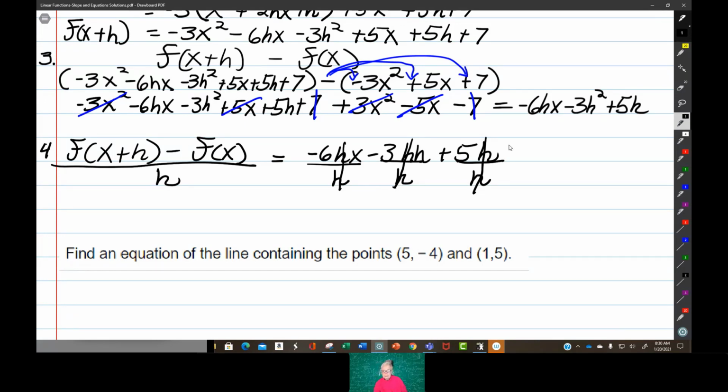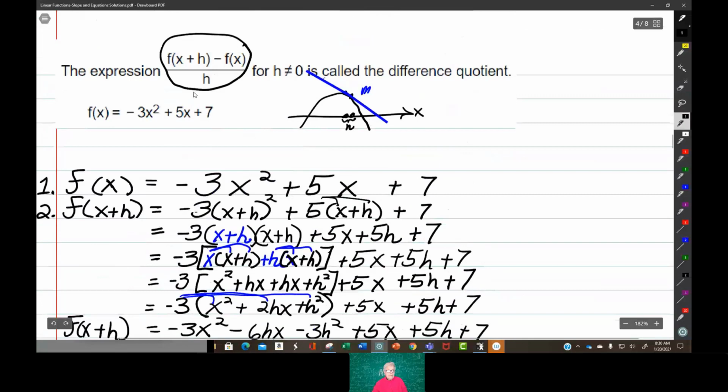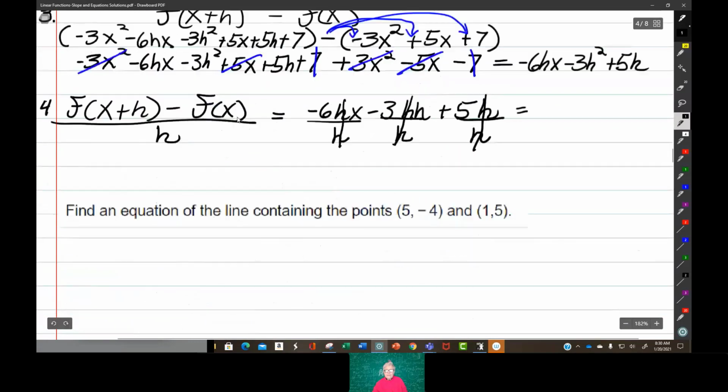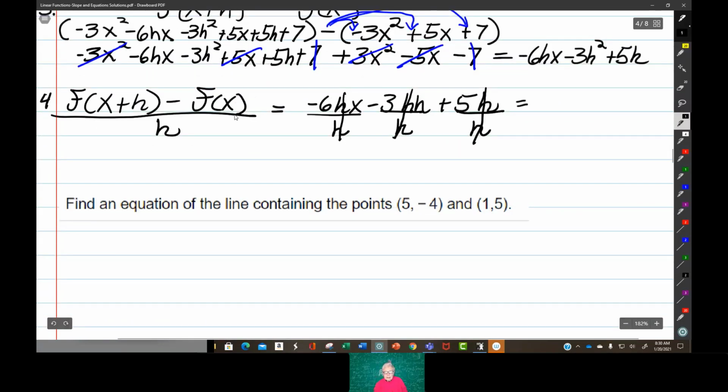So your answer, your formula for your entire f of x function, your formula for rate of change is this. Okay, and this is the answer you would put in the answer box in my math lab.